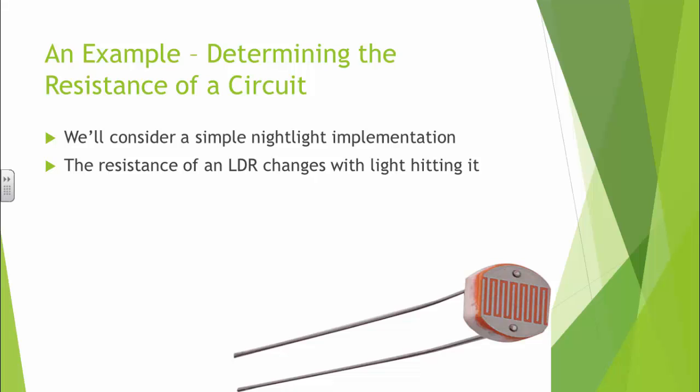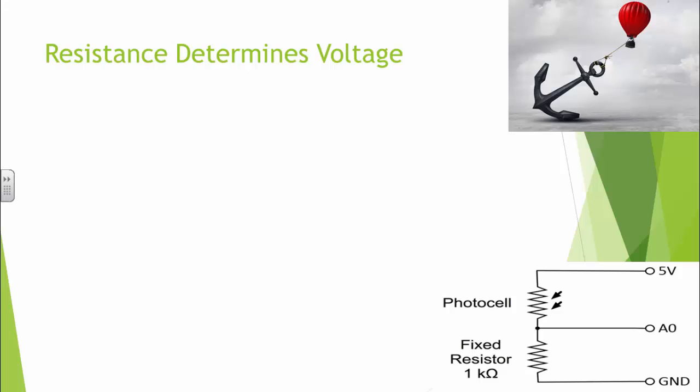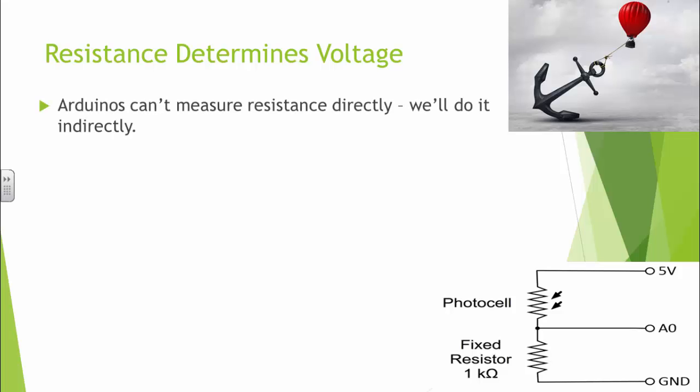The resistance drops considerably as soon as light hits the LDR. So the Arduino has to be able to interpret the change, and so we design a careful circuit to allow us to do that. So how do we do it? We're not going to measure resistance directly. Arduinos don't work that way. We measure the resistance of that LDR indirectly.